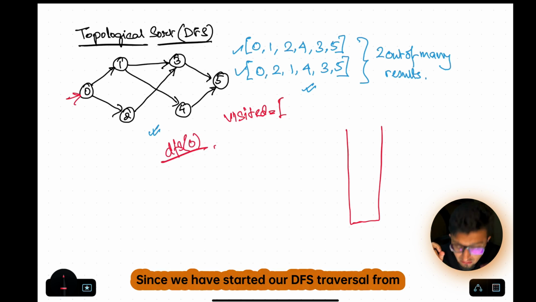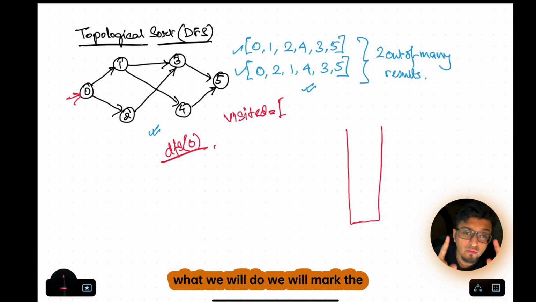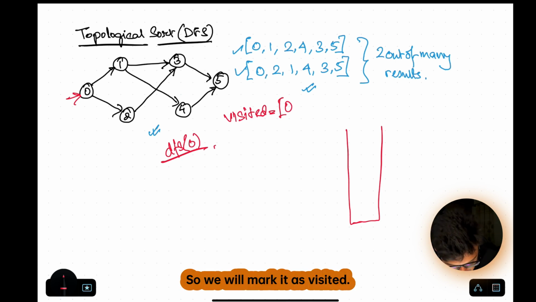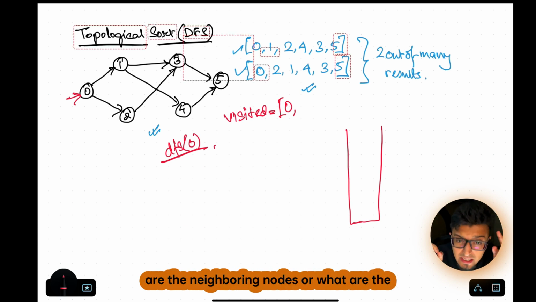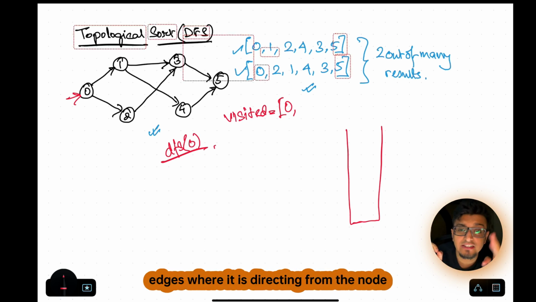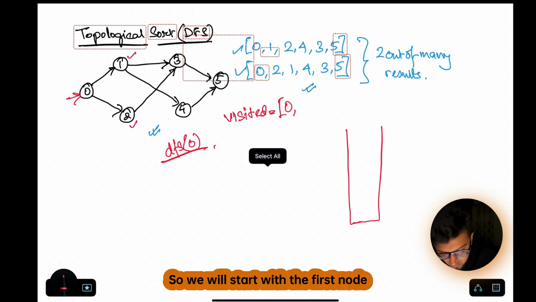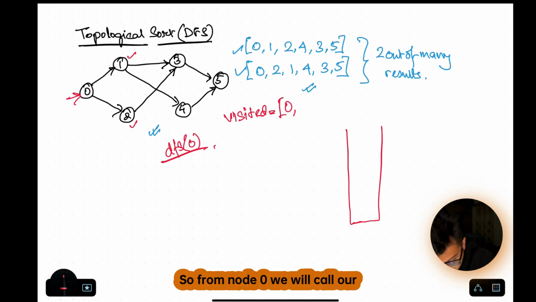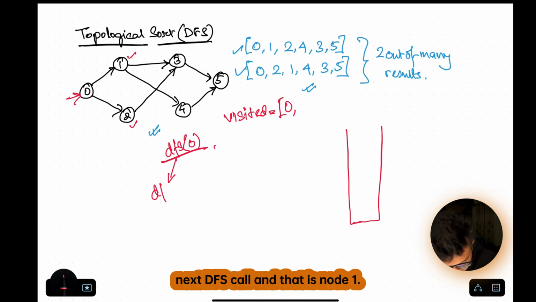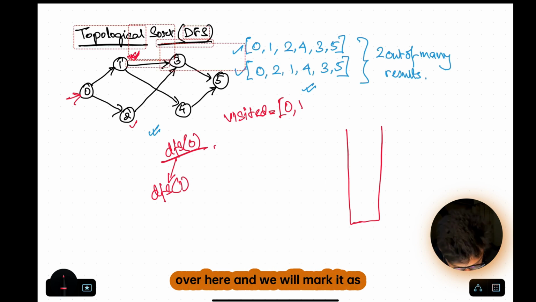Since we have started our DFS traversal from node 0, as per the rule of DFS, we will mark the node as visited. Now we will check what are the neighboring nodes, or what are the edges directing from node 0, which is nothing but node 1 and node 2. So we will start with the first node, and that is node 1. From node 0, we will make our next DFS call, and that is node 1. So we are right now at node 1, and we will mark it as visited.